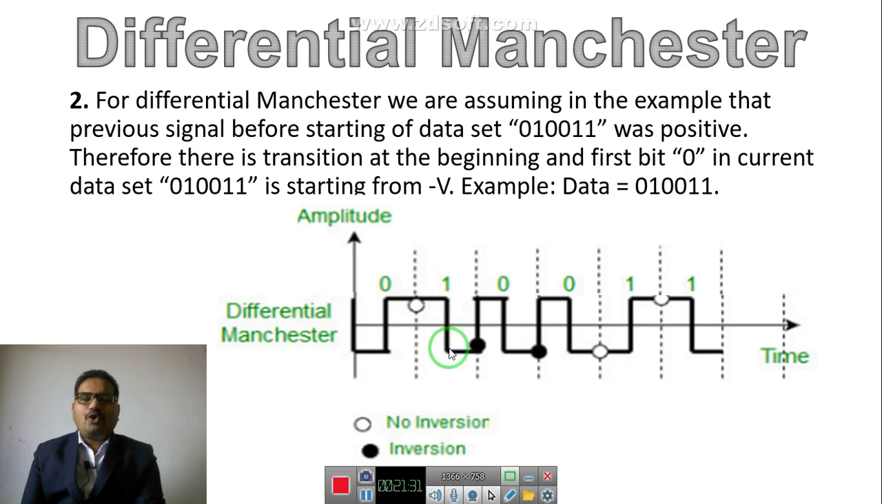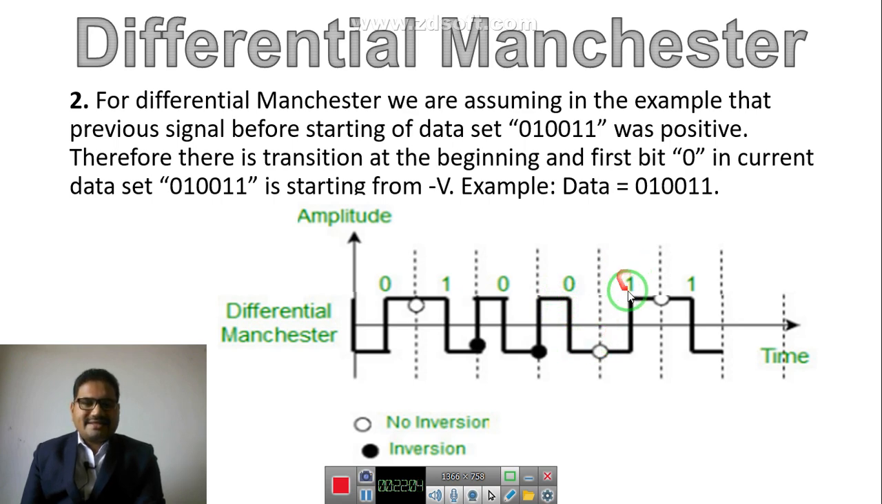Plus V to minus V. But the next bit over here, what is it? Bit 0. Since it is bit 0, there should be an inversion. Inversion of what? Since it was negative, it would be inverted. It would go to positive and then come back to negative. Again bit 0 is there, so there is an inversion. Inversion, so it is minus V, it is going to make a transition to plus V volt and return to minus V volt.